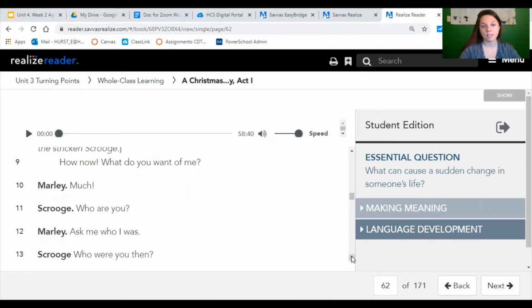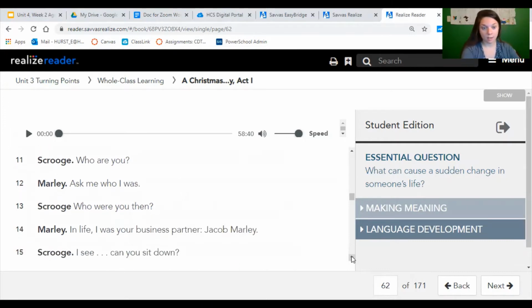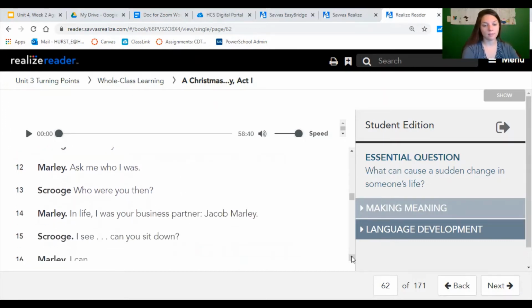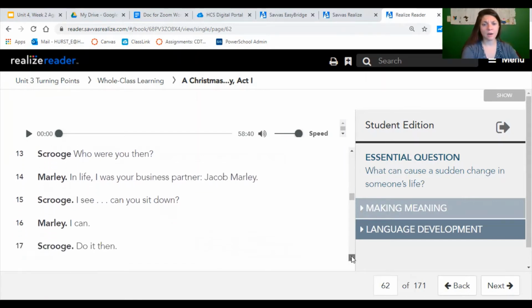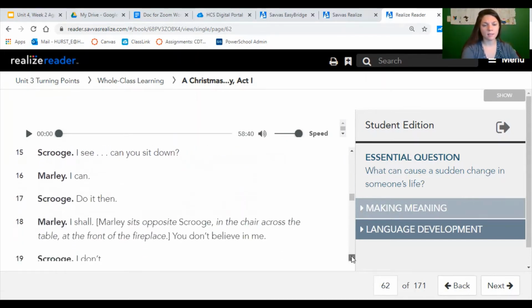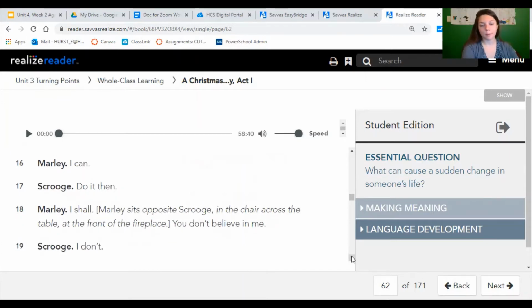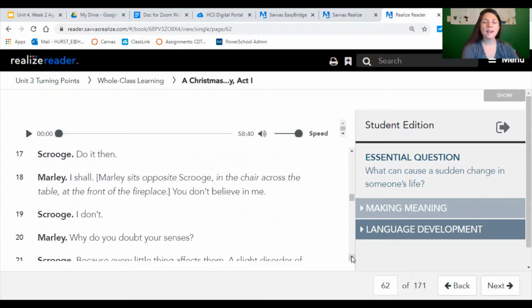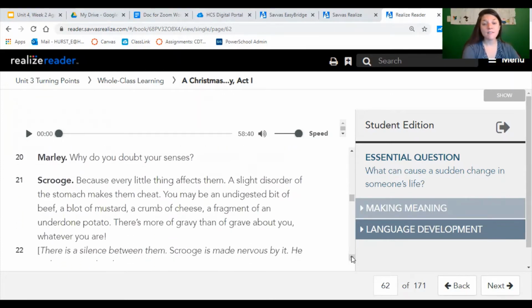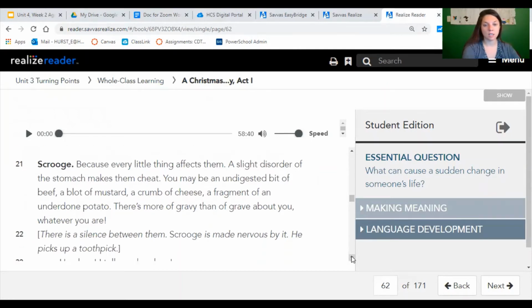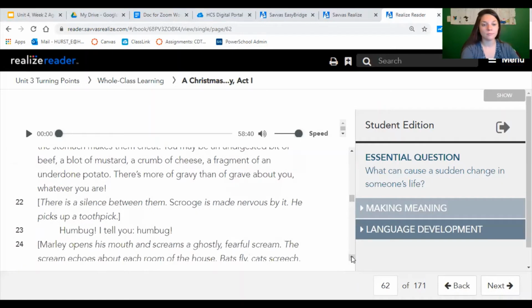So Scrooge is talking at first, and he says, "How now? What do you want of me?" "Much." "Who are you?" "Ask me who I was." "Who were you then?" "In life, I was your business partner, Jacob Marley." "I see. Can you sit down?" "I can." "Do it then." "I shall." "You don't believe me." "I don't." "Why do you doubt your senses?" "Because every little thing affects them. A slight disorder of the stomach makes them cheat. You may be an undigested bit of beef, a blot of mustard, a crumb of cheese, a fragment of an underdone potato. There's more of gravy than of grave about you, whatever you are." "Humbug, I tell you, humbug."